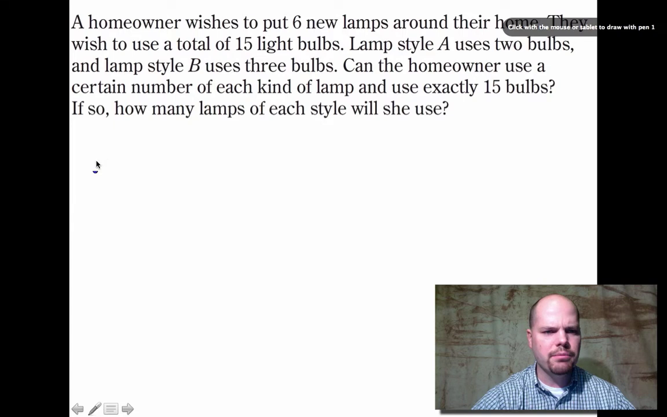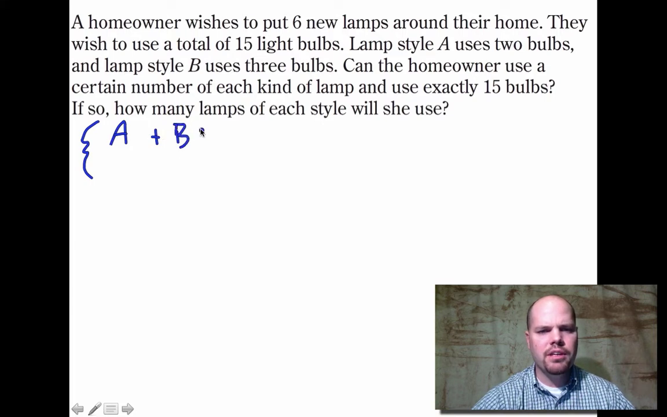So we're going to need a system of 2 equations, and we're talking about lamp style A and lamp style B, and we need 6 lamps. So let's say A is the number of lamps of style A, B is the number of lamps of style B, for a total of 6 lamps. Then let's do an equation talking about 15 light bulbs. Lamp style A, for every one of them, is going to use 2 bulbs, so we're going to say 2A. And every lamp style B uses 3, so plus 3B equals 15.